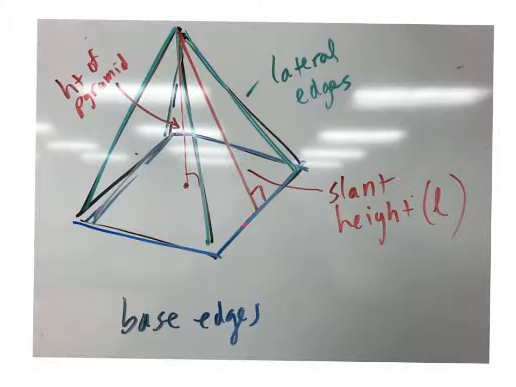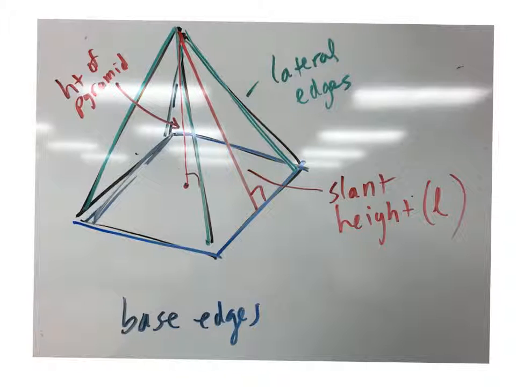So we have the base edges, which would be the edges of my square in this case. I've got the actual height, which comes from the tip down to the center of the base. And then I have the slant height, which goes down the side, or you could think of it as the height of the triangular lateral faces. And then we've got the lateral edges, which come from the tip down to the corners, the vertices of my base.